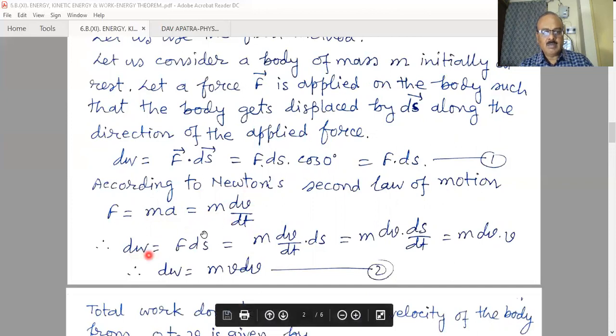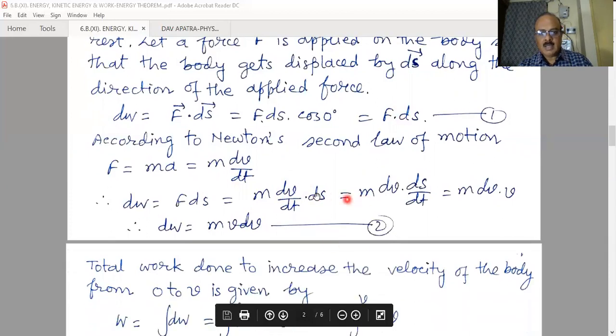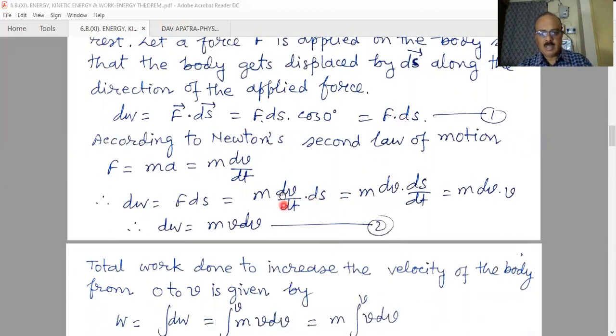Therefore, we can write dW is equal to F into ds. In place of F, we can write m dv/dt, that is mass into acceleration from the second law, into ds. Now if we write it in this way, m into dv into ds by dt, and ds by dt is nothing but the velocity v. Now dW we can express in terms of velocity. The mass is constant. We are taking the mass of the object to remain constant throughout the whole process.